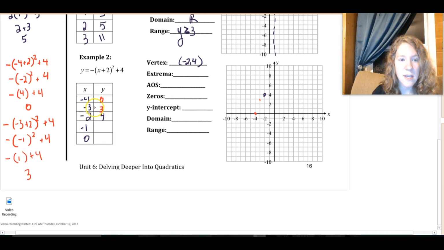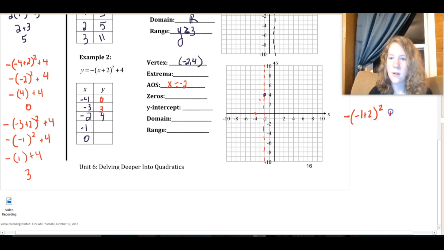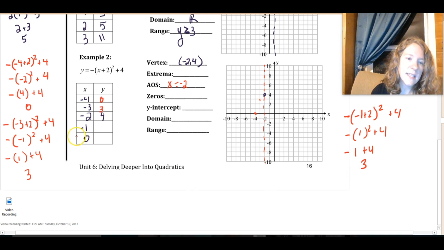I'm going to do it just to make sure, but I expect to have a mirror image of 3 over here because remember, my axis of symmetry is right along this line. So my axis of symmetry is x = -2. I expect to see a point of 3 here. So let's go ahead and plug in -1. -1 + 2 squared + 4. -1 + 2 is 1. And 1 squared is 1. -1 + 4 is indeed 3. So I got my reflection point.